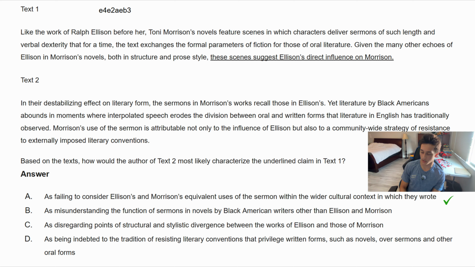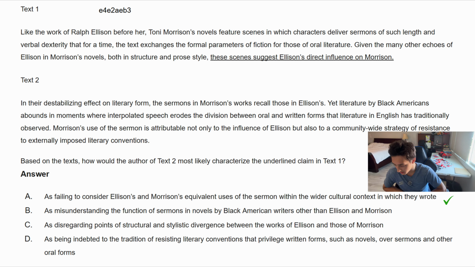Yes, all right, this is a tricky one to understand, so let's actually dissect this. Essentially what A is saying is that they failed to see that Morrison was influenced by the wider cultural context. And that's pretty much what we're saying. Failed to see and overlooked, that's similar, right? So text 1 is failing to see the community-wide strategy of resistance to externally imposed literary conventions. And that's what A is saying, just in a more wordy way, in my opinion.